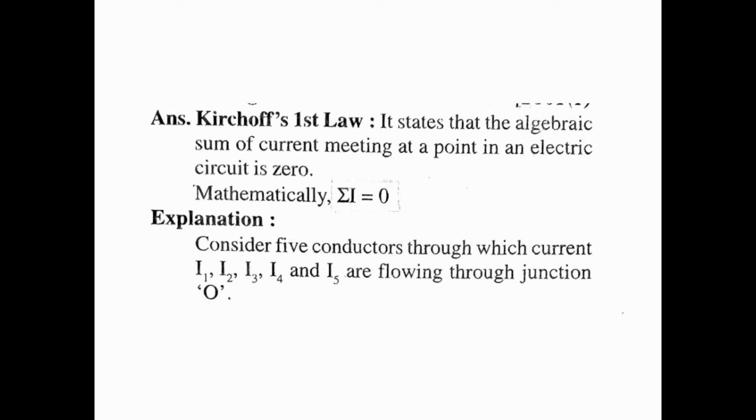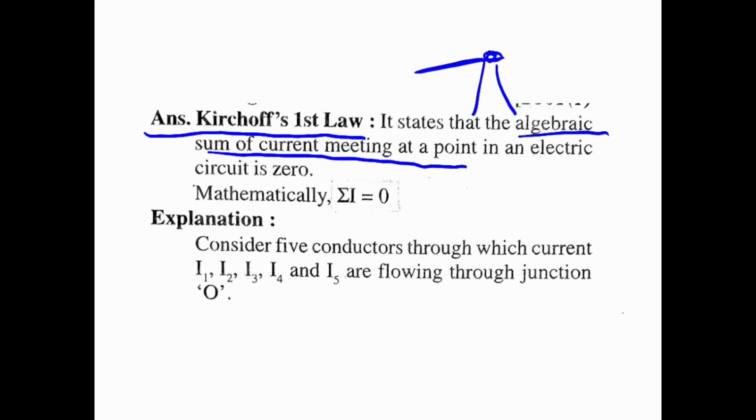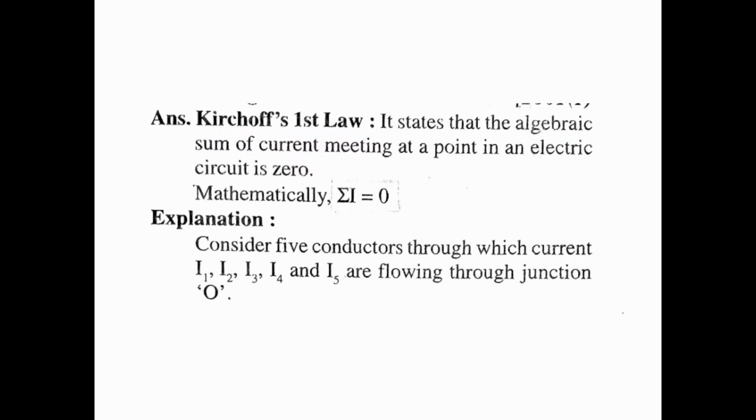So this is the statement of Kirchhoff's law. What is the statement? It states that the algebraic sum of currents meeting at a point in an electric circuit is zero. At a particular point, the algebraic sum of electric currents meeting at a point will be zero. This is given to us as the statement of Kirchhoff's law.